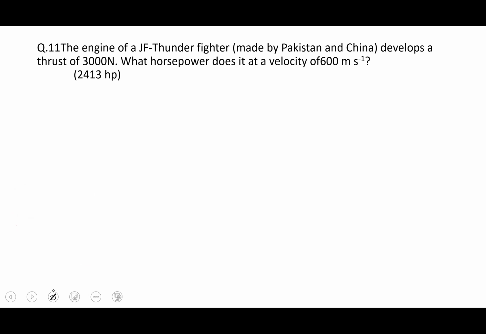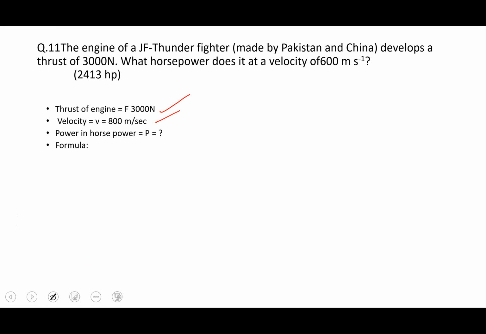Moving on to question number 11, it says the engine of the JF Thunder fighter made by Pakistan and China develops a thrust of 300 Newton. What horsepower does it develop at a velocity of 600 meters per second? Now, in this case, we have the data given to us. The thrust of the engine is 300 Newton. The velocity which is given to us is 600 meters per second. The horsepower we have to find out.